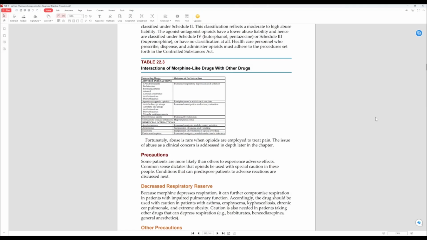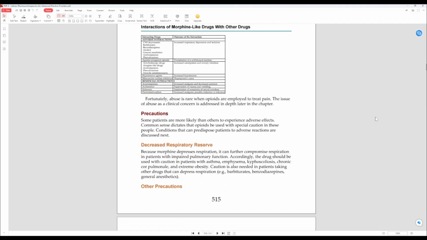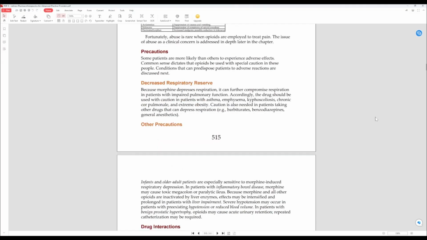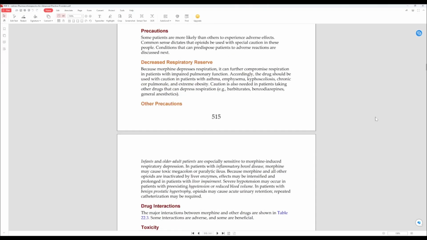Fortunately, abuse is rare when opioids are employed to treat pain. The issue of abuse is a clinical concern, which is addressed in depth later in this chapter. Which brings us to some precautions. Some patients are more likely than others to experience adverse effects. Common sense dictates that opioids be used with special caution in these people. Conditions that can predispose patients to adverse reactions will be discussed next.